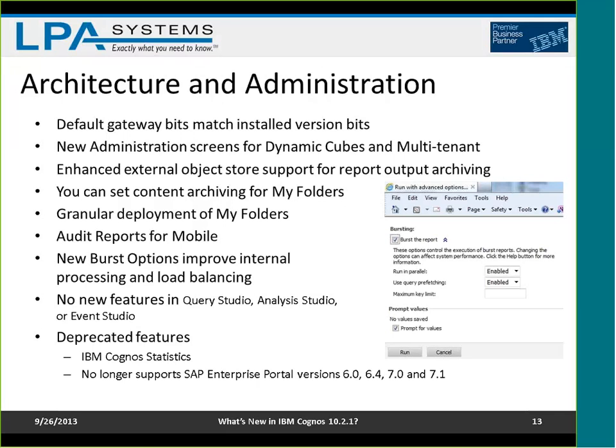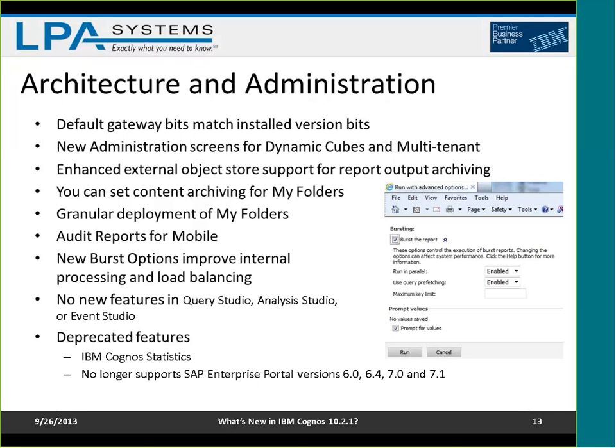Nothing new in Query Analysis or Event Studio. They've done some bug fixes in those tools, but there is no new functionality released in those studios. They deprecated a couple of things. There was a product that you could purchase separately from BI called IBM Cognos Statistics. That product has been discontinued and is no longer supported moving forward. So if you are an owner of IBM Cognos Statistics, you cannot upgrade to this release because it is not compatible.